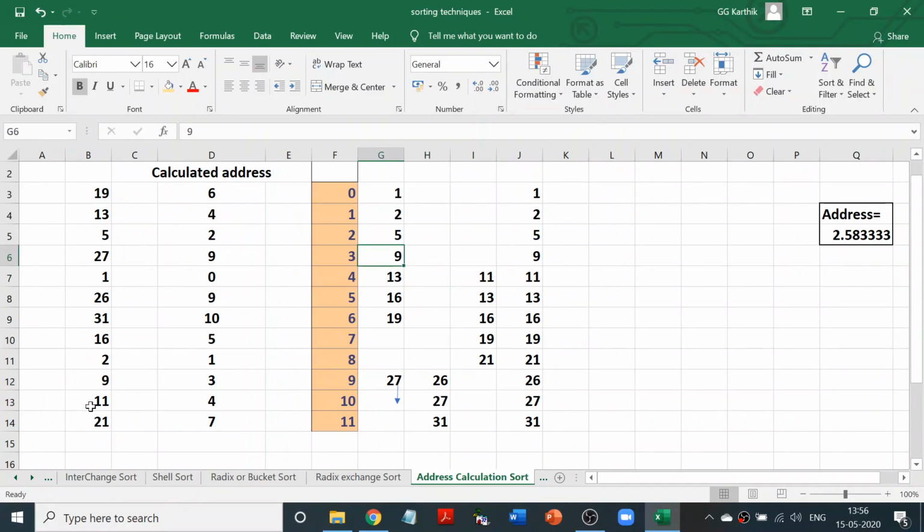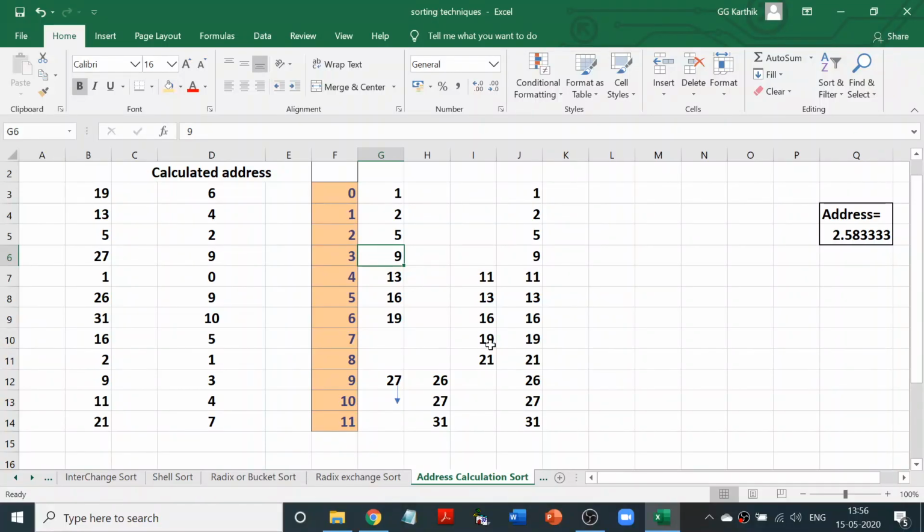11 has to go into location number 4, so location number 4 already has 13, so 11 has to go into location number 4. So what I will do, I will do the pushing thing. I will push 13 down and then store 11 there. When I push 13 down, I find that 16 is here, I am pushing that down. Then I found 19 was there, I am pushing that down also.